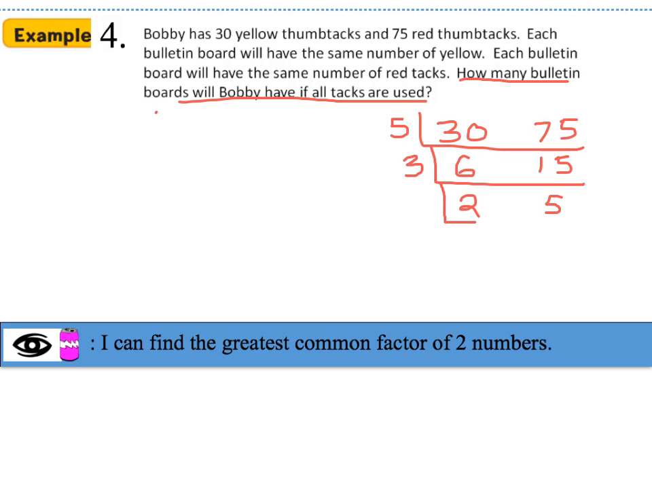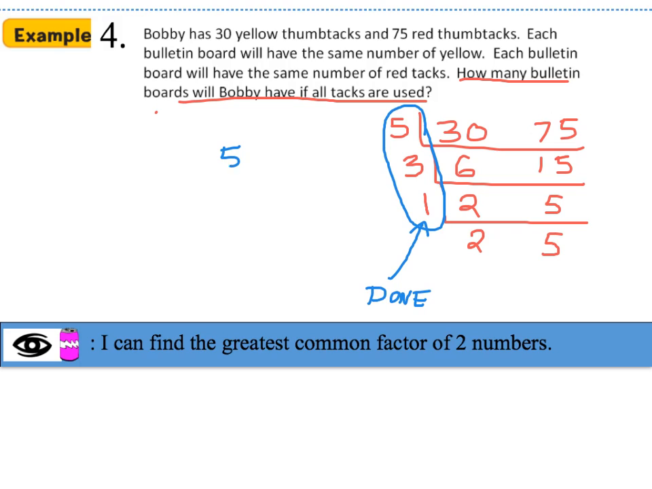Let's continue to add on to our ladder. And let's ask ourselves, what number goes into 2 and 5 evenly? And the only thing I can think of is 1. 1 goes into 2 twice, and 1 goes into 5 five times. So if you think about it, we've completed our ladder because we've got the 1 at the very bottom of the ladder. Let's figure out the GCF by multiplying all the numbers on the left-hand side.